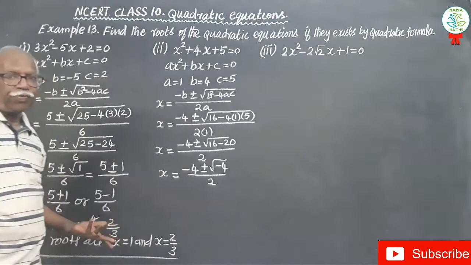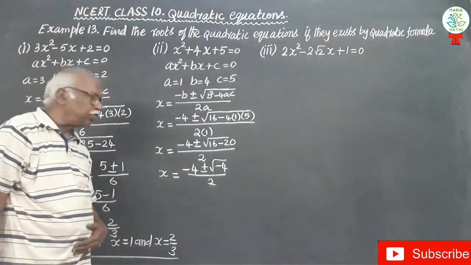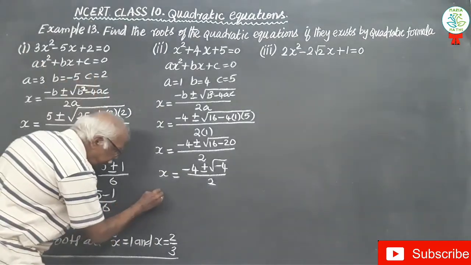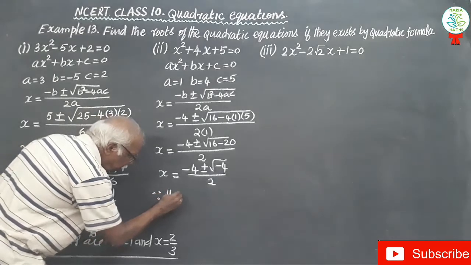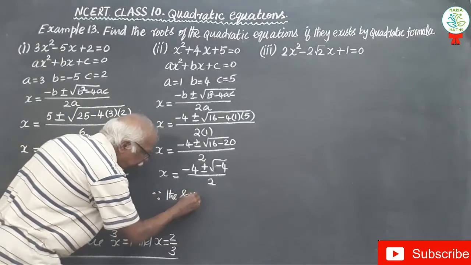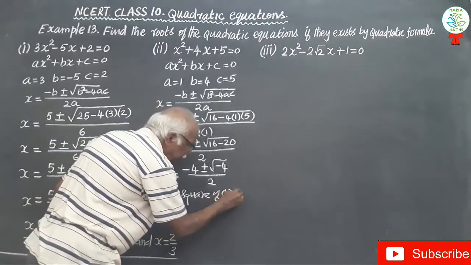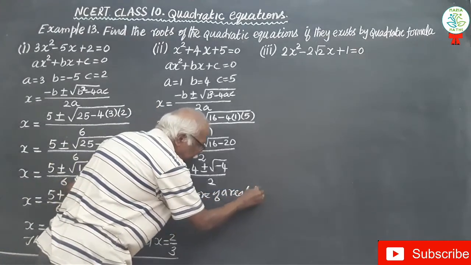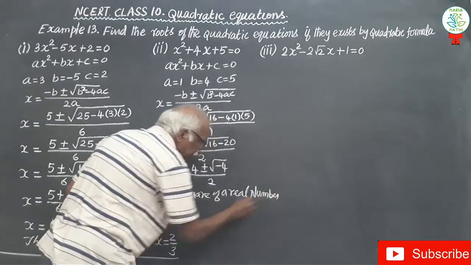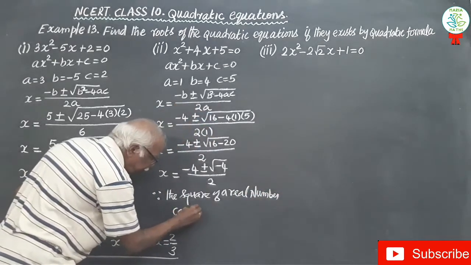For the root of minus 4, we don't know how to find the root of a negative number, since the square of a real number cannot be negative.